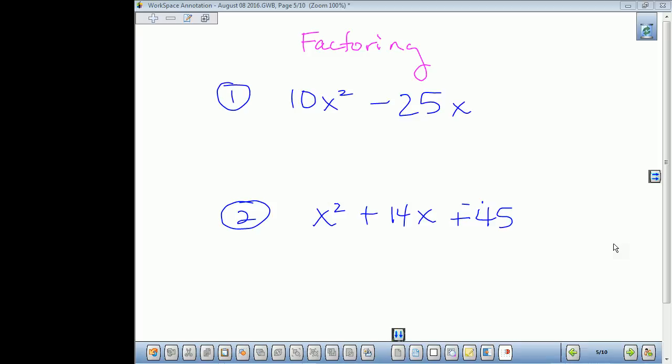Okay, so today we're going to quickly review factoring, and then I'm going to give you some time to work on your own. During that time, if you get stuck, you ask for help, okay? All right, let's go. Factoring.